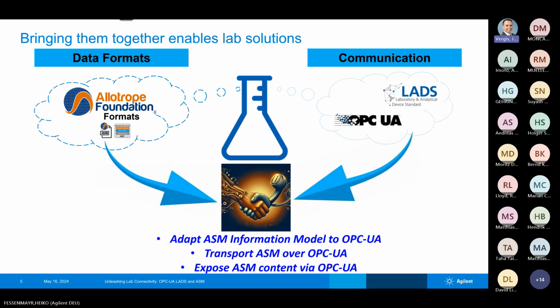So there's an idea to combine the data formats world and the communication world. On one side, the Allotrope Foundation formats play a role, and on the other side, OPC-UA is a great framework to build out such an infrastructure. With OPC-UA, there's also the information modeling. So what could be done is to adopt the Allotrope data format, the ASM, to the OPC-UA modeling, and then you get a lot of benefits. You could do the transport over OPC-UA, and you could also expose the ASM content via OPC-UA interfaces, which you cannot do today. Today you get your JSON file and can use it internally within your software component, but you cannot really expose it in a standardized fashion to the outside world.